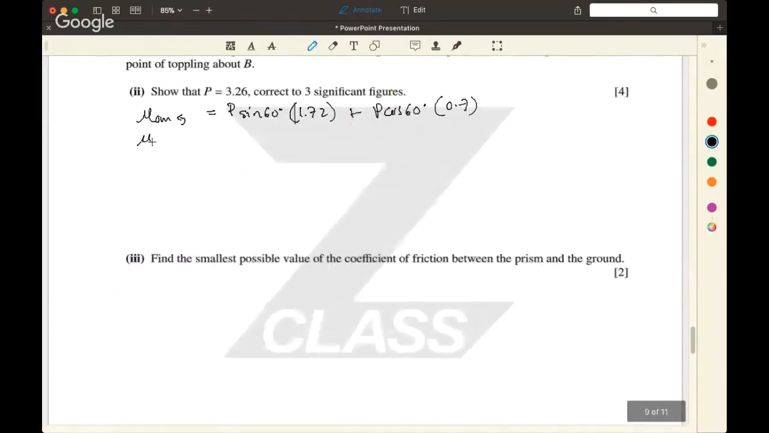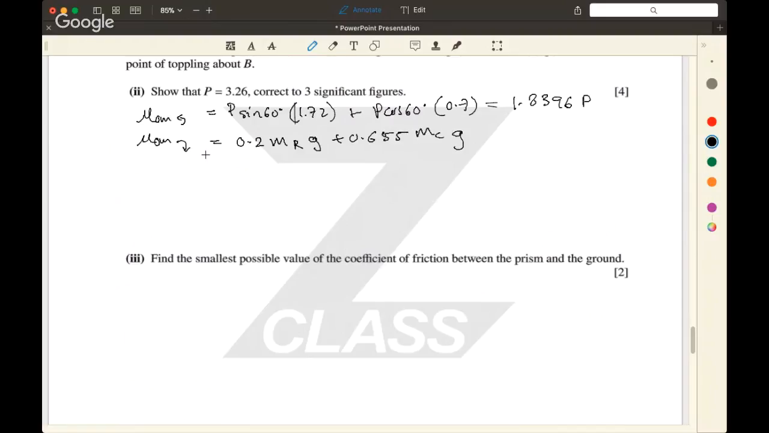So moments rotating that way, if you add this up, you get 1.8396 p. I still don't know what p is. Moments going the other way are 0.2 times the mass of r times g, plus 0.655 times the mass of the circle times g. So this is just from what we worked out before.